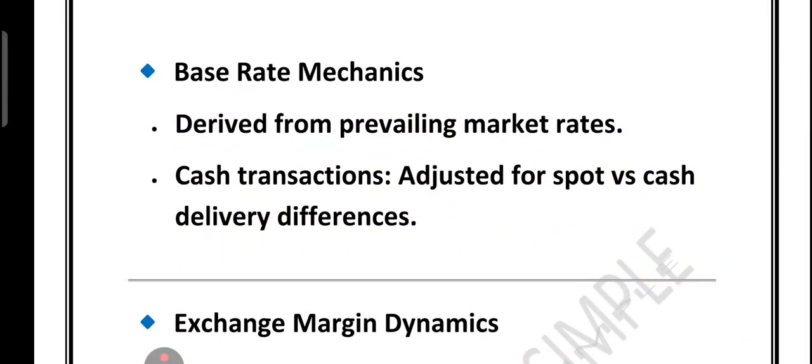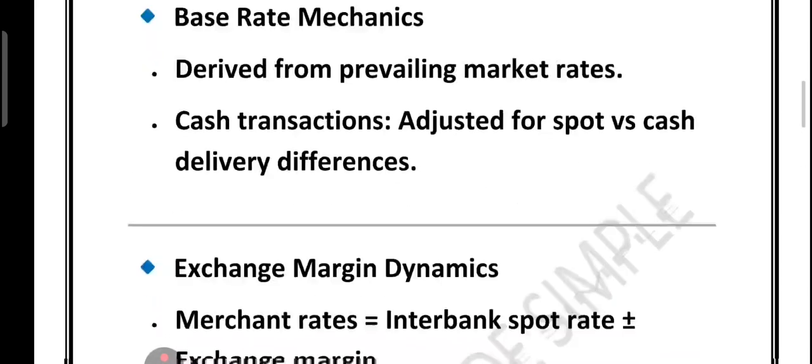Purchase rate means bank buys foreign currency. Sell rate, bank sells foreign currency. The principle is, rate differs based on bank buy or bank sell action. That is what decides, right?